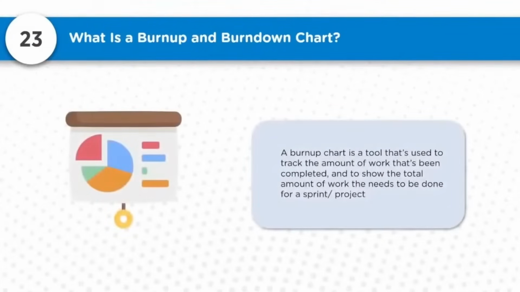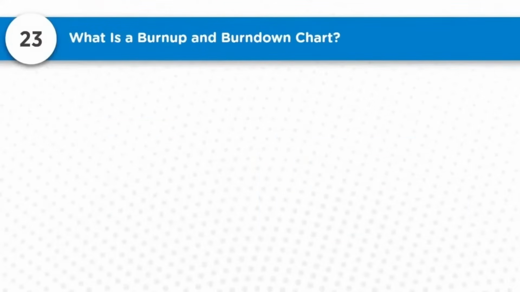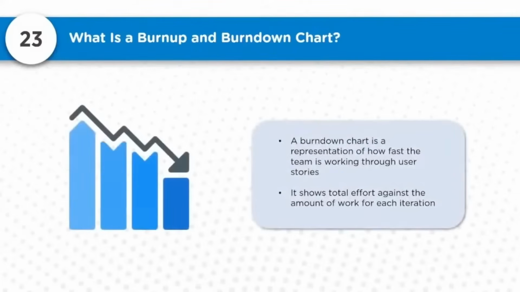What are burn up and burn down charts? Generally when we say chart, it is a graphical representation. A burn up chart is a tool used to track the amount of work that has been completed. It is a bar chart. The height of the bars keeps increasing based on what is completed, which will show the total amount of work that needs to be done for a sprint or a project. Each of the bars keeps increasing in height as the number of things delivered increases. Burn down charts are, again, a graphical representation, a bar chart.